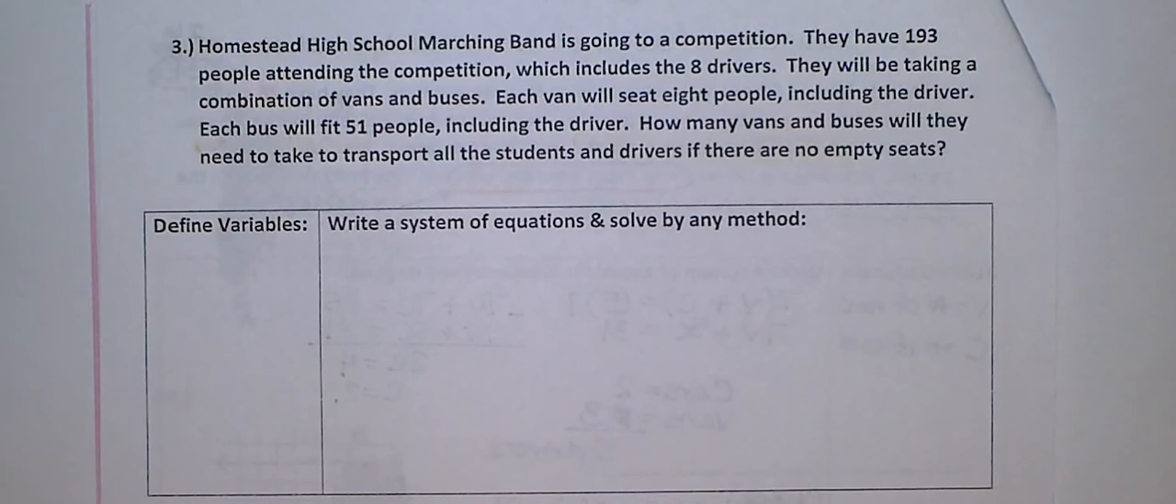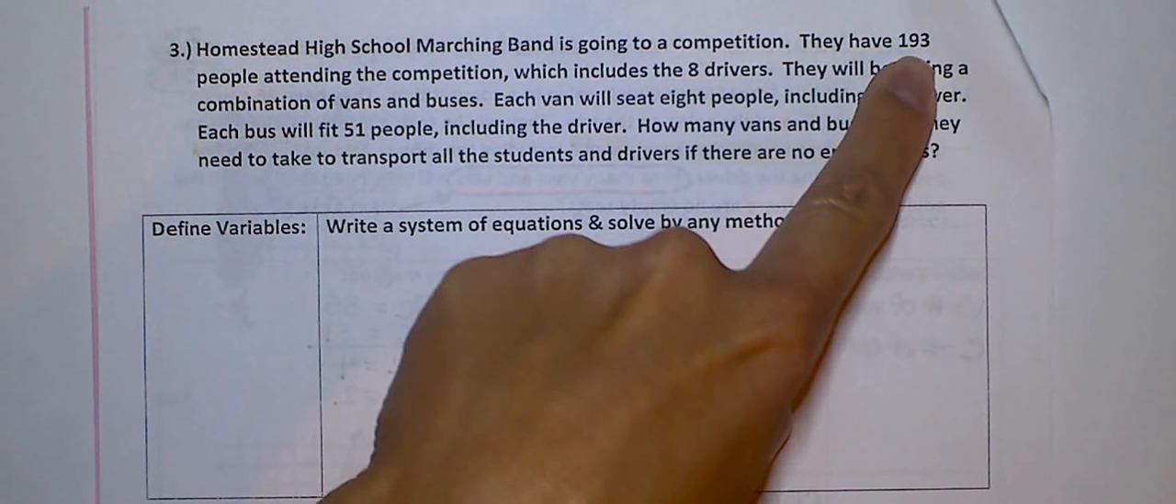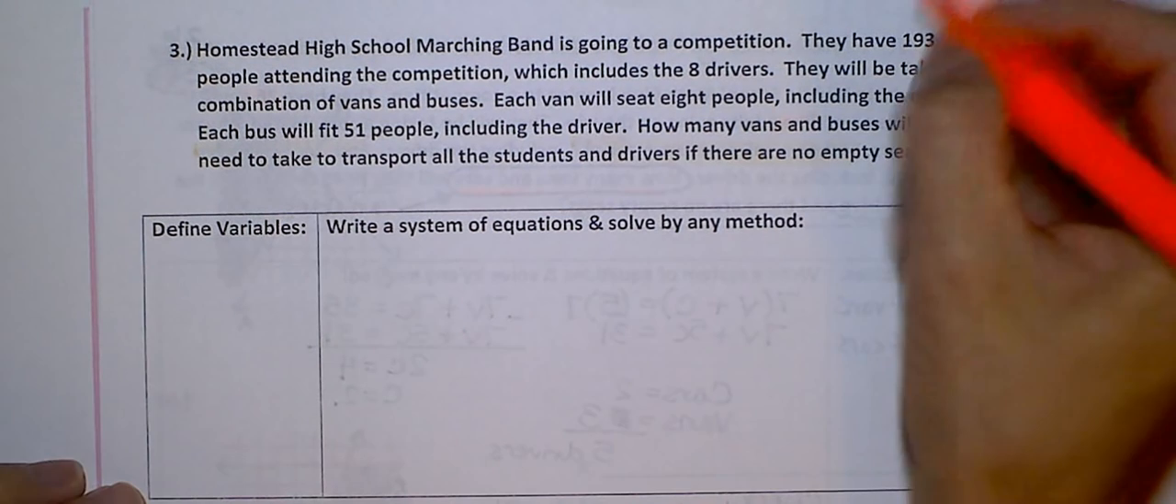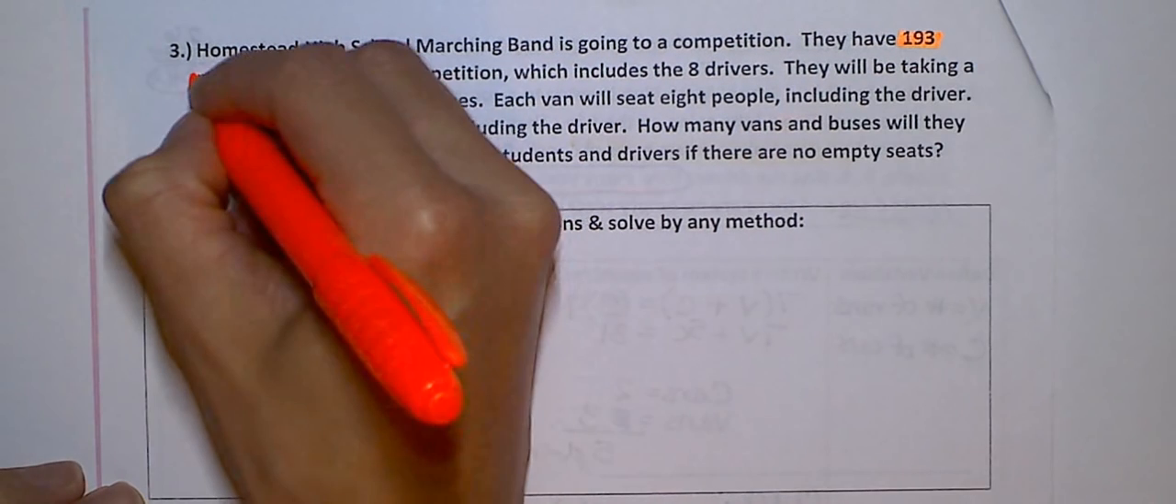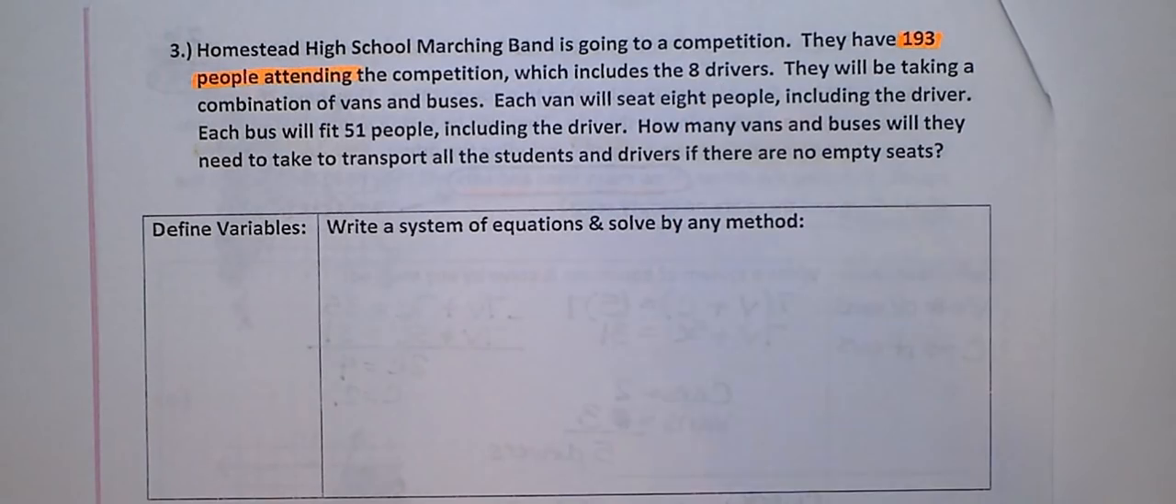For example number 3, Homestead High School Marching Band is going to a competition. They have 193 people attending the competition, and that includes the 8 drivers. So we do not need to add 8 to the 193. So there's 193 people attending. Okay, so that does include the 8 drivers. We do not need to factor that back in.